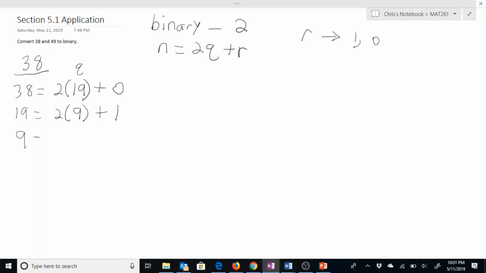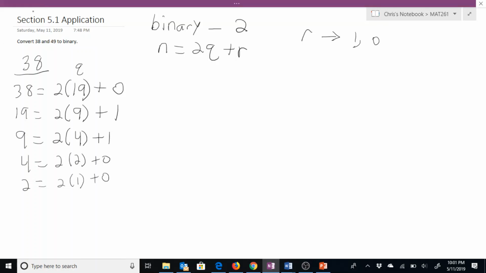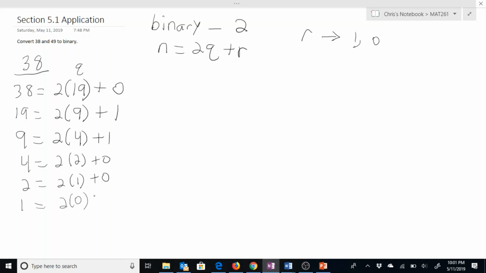For 9, this would be 2 times 4 plus 1. 4 is 2 times 2 plus 0. 2 is 2 times 1 plus 0. And then finally, 1 is equal to 2 times 0 plus 1.